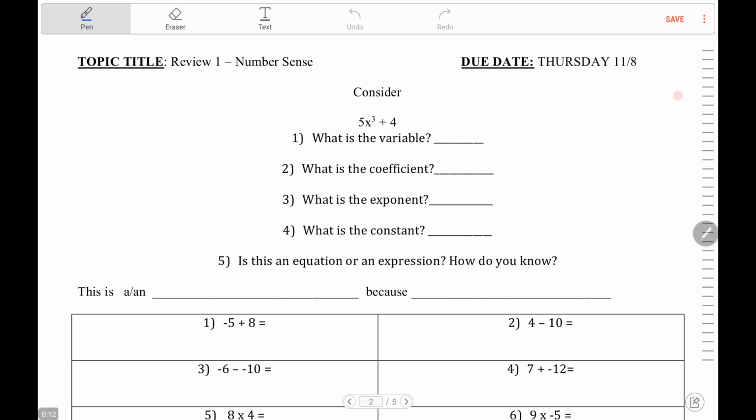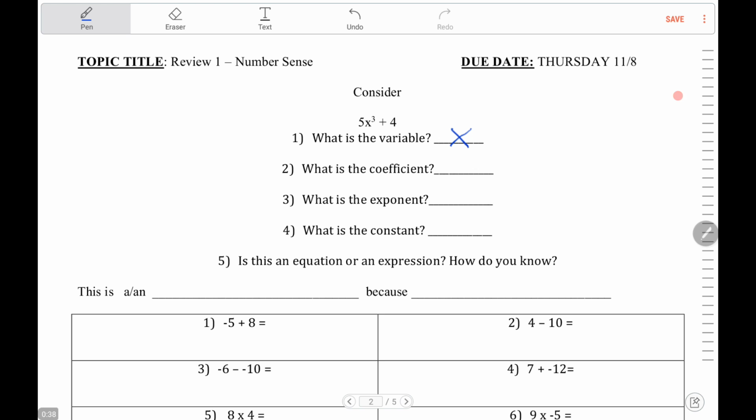So we are looking at this expression, and it says 5x to the third plus 4. So what is the variable? Variable is any letter. I only see one letter there, that's the x, right? That's the variable. Okay, x is the variable.